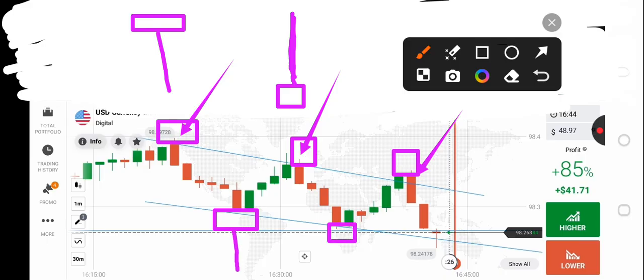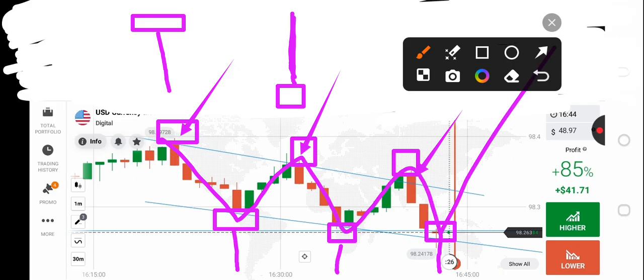But for the support, you can spot hammer candlesticks like this. So let's say this is a hammer candlestick. You see that the market reversed. Are you getting it? So if you see another hammer candlestick at this area, you can expect a reversal also. So this is how the market will move, like that.